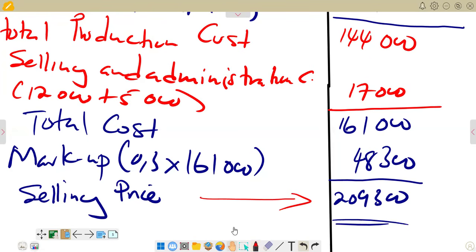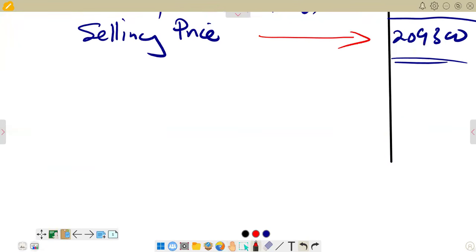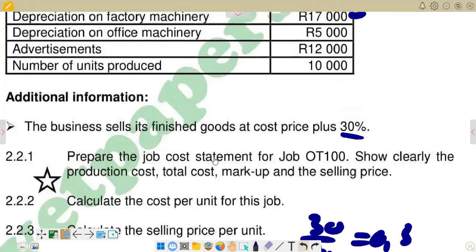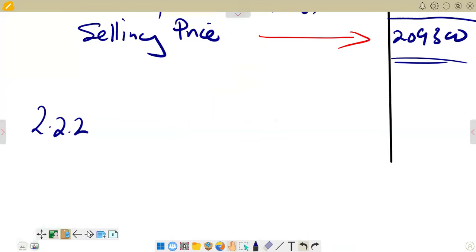Then we also have some sections that are left. We can just try to see how we can calculate our remaining part. We have 2.2.2. So if you go back to the question, 2.2.2 is: calculate the cost per unit for this job. So we can just go there and remember the number of units that we have. Number of units produced, we have 10,000. So we are just going to say total cost, then we divide by 10,000.